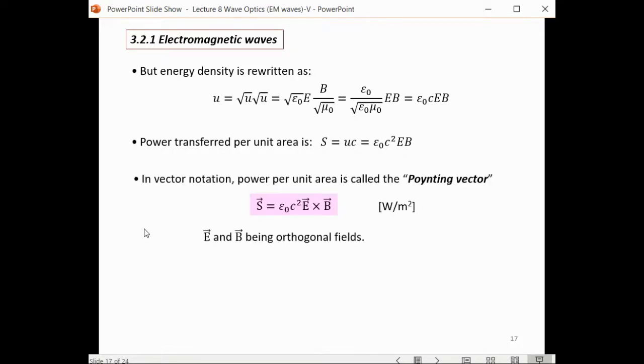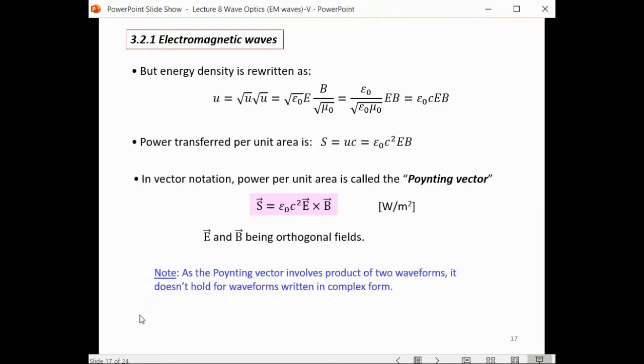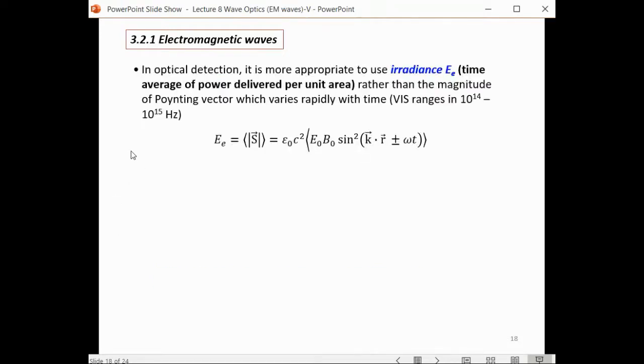And in vector notation, this power transferred per unit area is called the Poynting vector, where it is equal to the cross product of the E and the B field multiplied by this factor here. And E and B fields are orthogonal fields. The magnitude of the Poynting vector varies rapidly, in the range of 10 to the 14 to 10 to the 15 hertz for visible light.